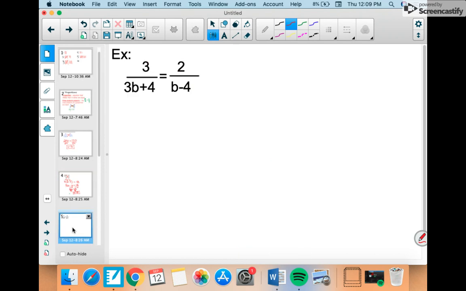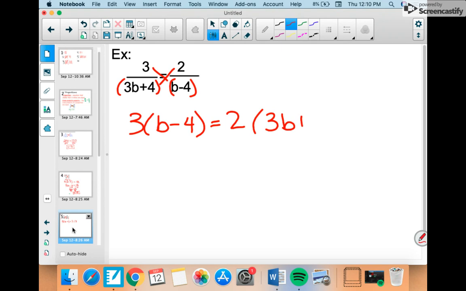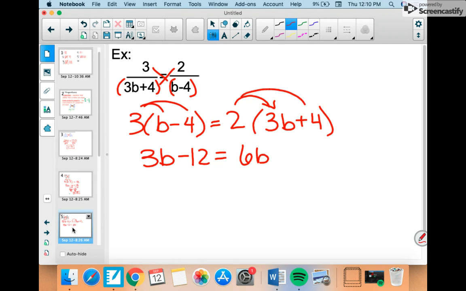Next, we have 3 over 3b plus 4 equals 2 over b minus 4. Again, I'm putting those quantities in parentheses. I'm going to take 3 times b minus 4, equals, going across the other way, 3b plus 4 times 2. Again, I'm going to put that 2 in front so it's easier to distribute. Now we distribute. So we get 3b minus 12 equals 2 times 3b, which is 6b, and then a positive 8.